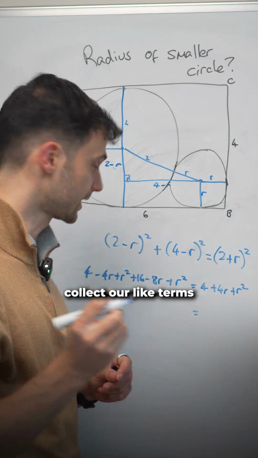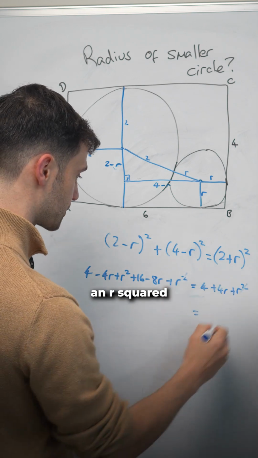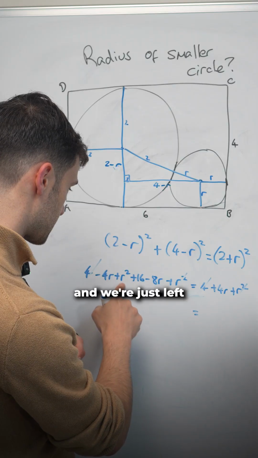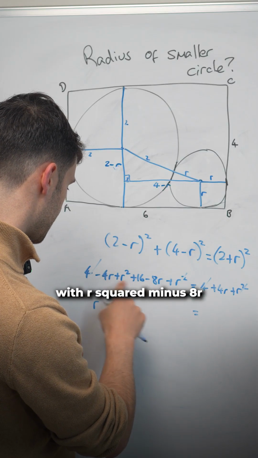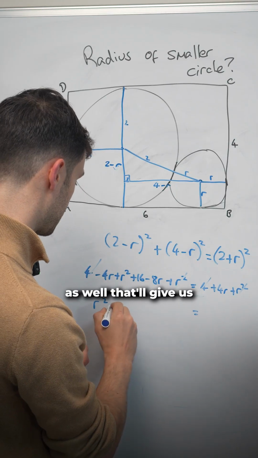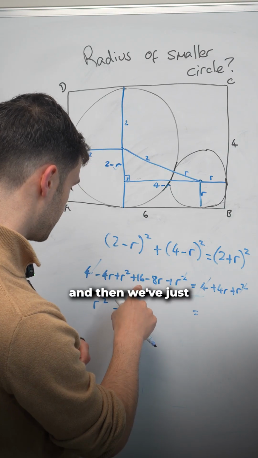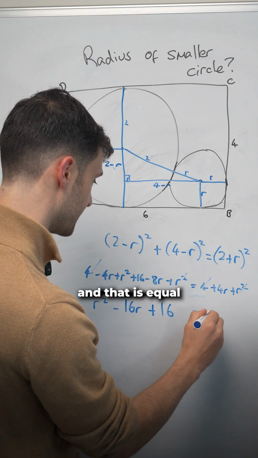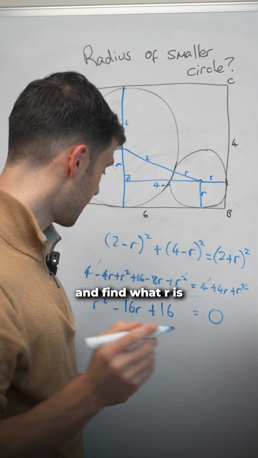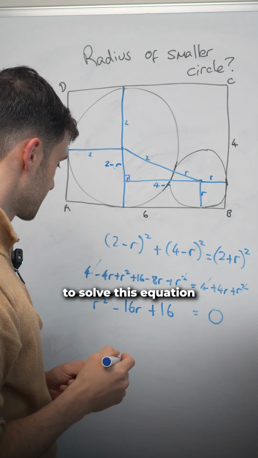Now we just need to collect our like terms. So we can cancel off an r squared from both sides. We can cancel off that 4 from both sides. And we're just left with r squared minus 8r minus 4r minus this 4r as well. So that will give us minus 16r. And then we've just got this plus 16 here, and that is equal to 0. So in order to solve this and find what r is, we just need to solve this equation.